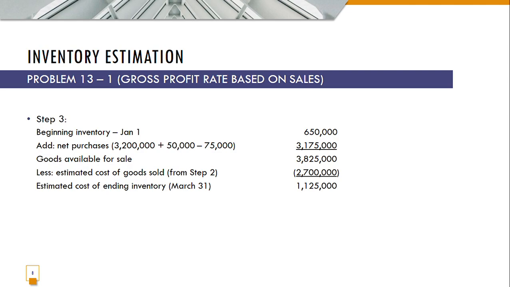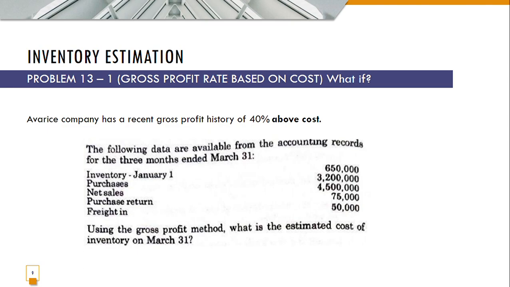3,175,000. So our goods available for sale will be 3,825,000. We deduct cost of goods sold estimated from step 2 of 2.7 M to arrive at our estimated cost of ending inventory on March 31 of 1,125,000. Now, what if we were given a gross profit rate based on cost?